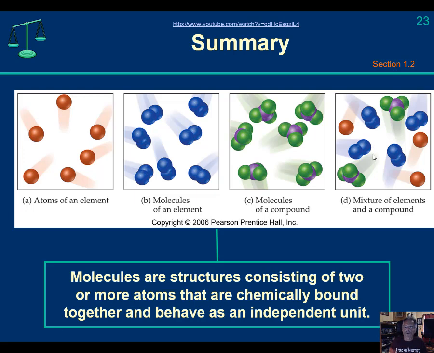It's very difficult to imagine elements and compounds on the particulate level, the atomic molecular level, so what we do is we use animations or drawings quite often to visualize them.